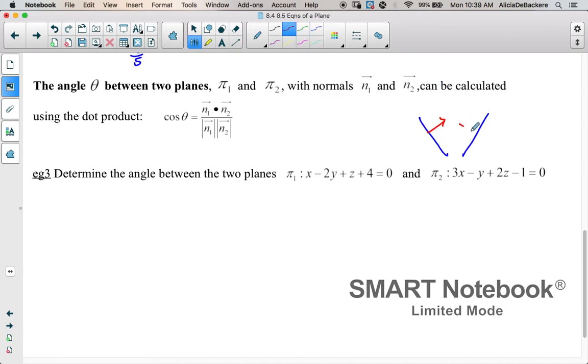I do have a diagram on Google Classroom that I want you to go take a look at. The normal vectors would stick out like this, and the angle where these two normal vectors meet is actually going to tell me the angle where the two planes meet as well. So if you don't want the visual, just trust me here. If I want the angle between two planes, then I use the dot product between the two normal vectors.